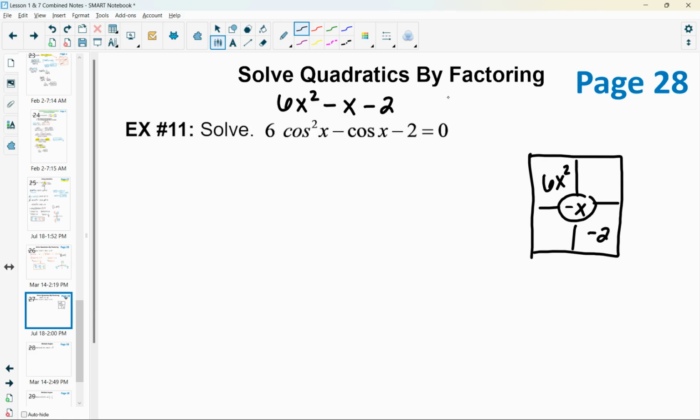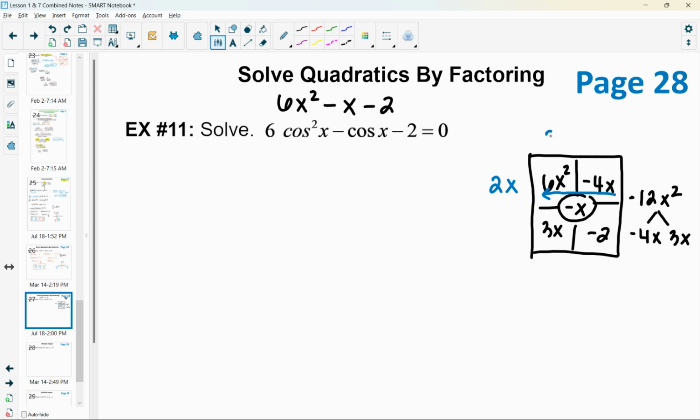So we'll multiply the 6 and the -2 together, and we get -12x squared. And then factors of -12x squared that add to -x are -4x and +3x. And then you can put these in the box however you want, whichever spaces you want there. And then take out a common factor on the top. So both 6 and 4 divide by 2. And then they each have at least one x. So we'll take an x out.